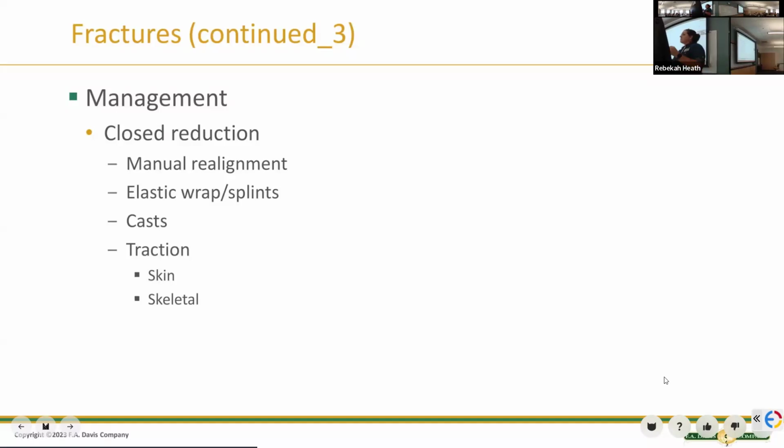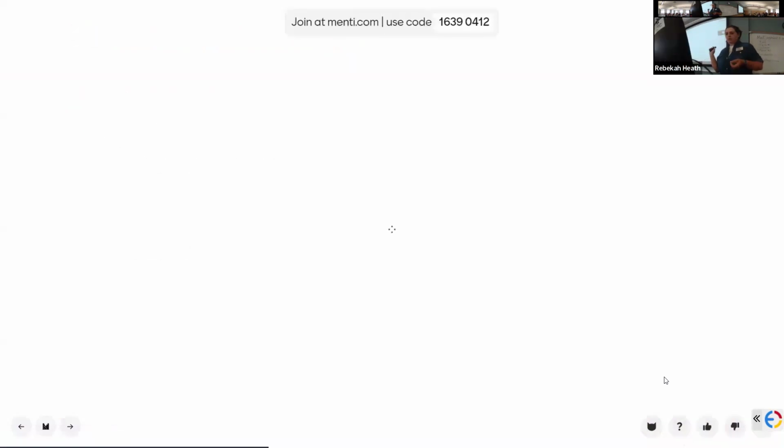Sometimes there are elastic splints or things, especially if it's a greenstick fracture, which is more of a bend. They might not need a full hard cast. They might just need some splinting to let the bone heal. Sometimes they need a full hard heavy duty cast to protect that bone and keep it aligned as it heals. They also sometimes have what's called traction. And I think I put a picture in here to show you guys.